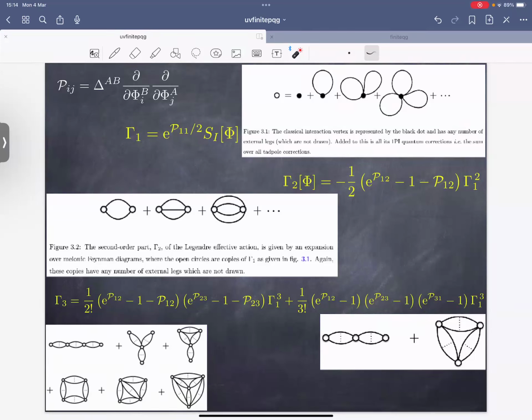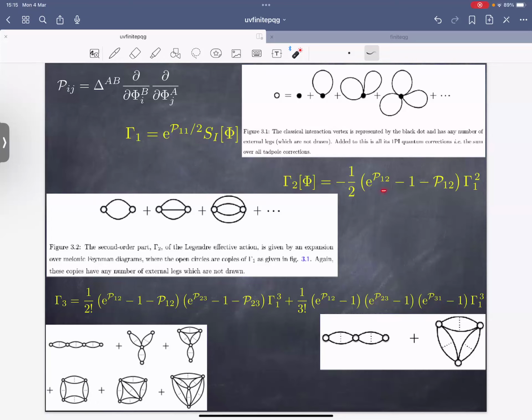So something I should have explained, from a diagrammatic point of view, is why you end up with this, say, at second order. At first order, I'd already explained that you've just got one vertex. This black dot here is the classical interaction, and you just have summing over tadpole corrections. So at second order, you're going to have two of these S_I vertices. So that's your two vertices here, more or less. And then you've got to attach propagators in all possible ways. That then sums over all the quantum corrections.